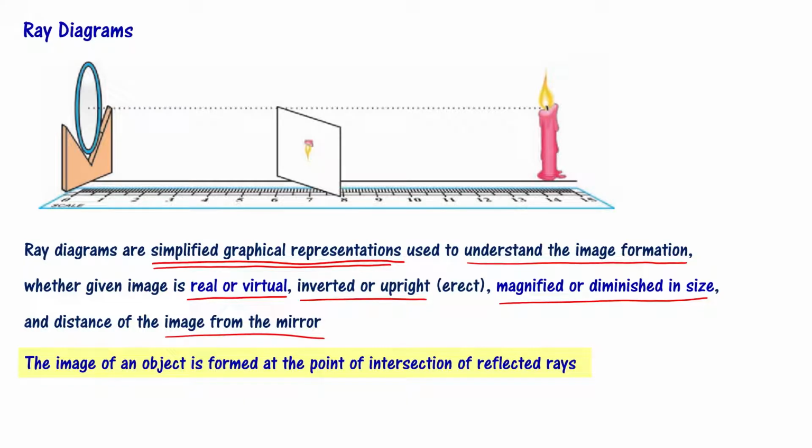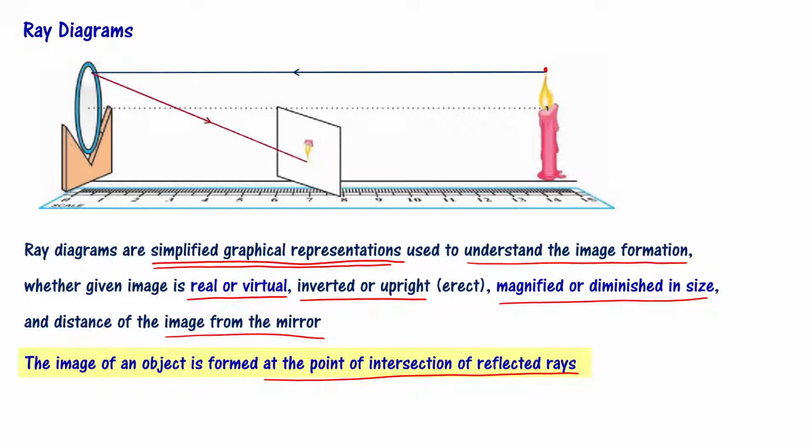The image of an object is formed at the point of intersection of reflected rays. We have already seen, right? Let's say this is my point, a tip of the flame. A ray coming from that tip of the flame onto the surface of the mirror is reflecting such that it is going to show the tip of the flame in the image.